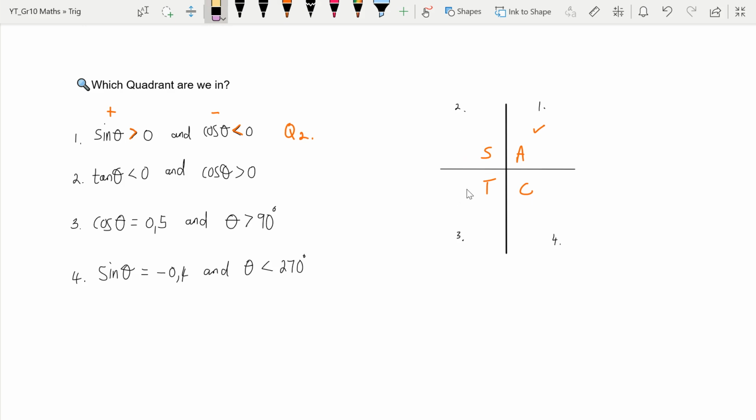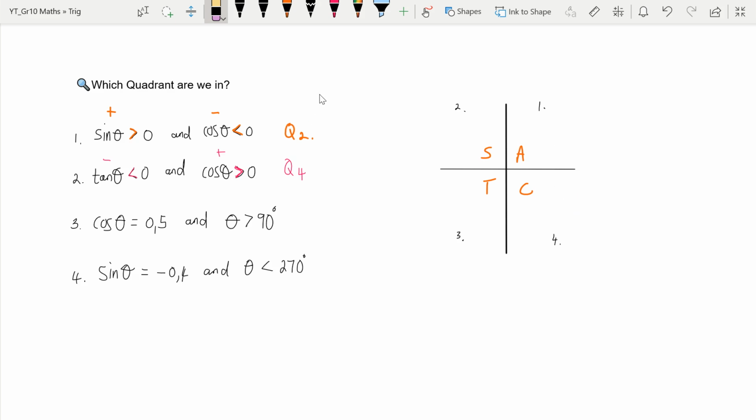Very important. Next one. It says tan theta is smaller than 0, so tan is negative. Where is tan negative? Tan is negative there and there. But cos is positive. Cos is bigger than 0. Cos is positive where? There and there. These two pieces of information overlap there, so we are in quadrant 4.